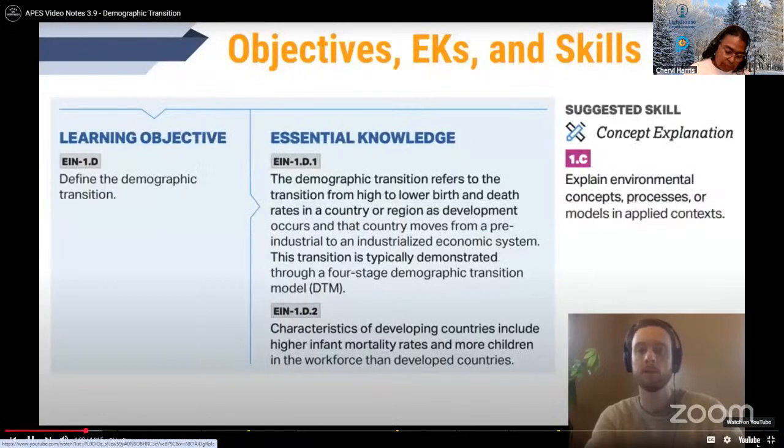Our objective for today is to be able to explain the process of demographic transition. In order to do that, we need to understand what development from a pre-industrial to an industrial economy looks like, and what it means for the birth rate and death rate of a country. We also need to understand that developing or pre-industrialized nations usually have higher infant mortality rates, as well as more children in the workforce, primarily in agricultural farm work that provides the family with income. And then our science practice for today is explaining environmental concepts, processes, and models in an applied context.